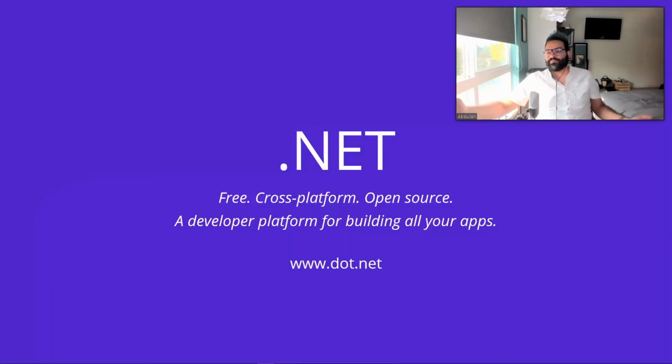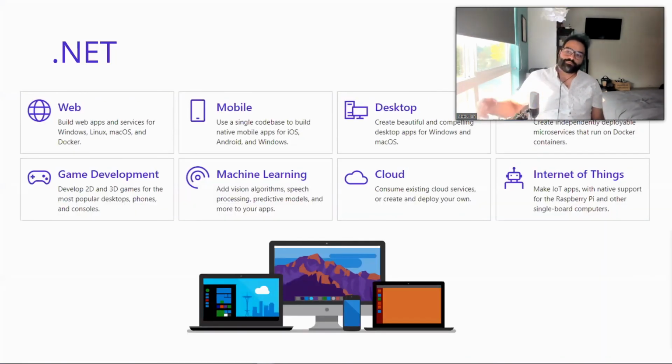So what is .NET? The marketing spiel is a developer platform for building all your apps, and it's free, cross-platform, and open source. It allows you to build all of these different types of applications for the web, mobile, desktop, game development, machine learning, cloud, Internet of Things, all the things pretty much. But how can .NET really do that?